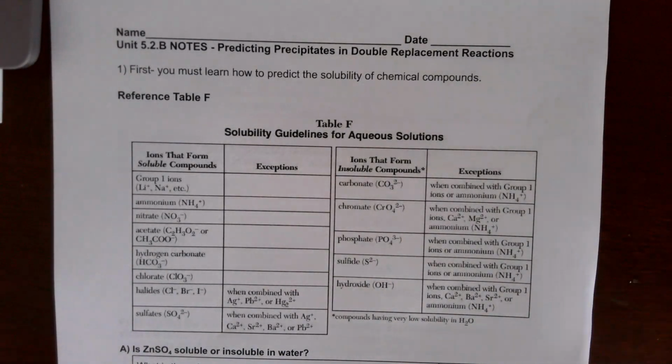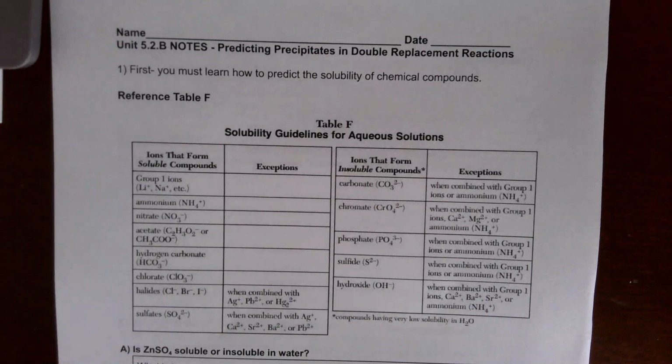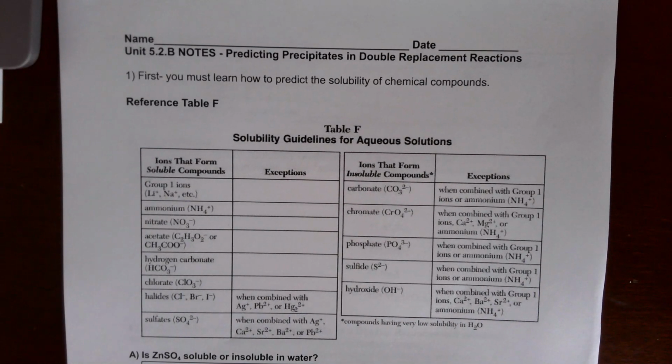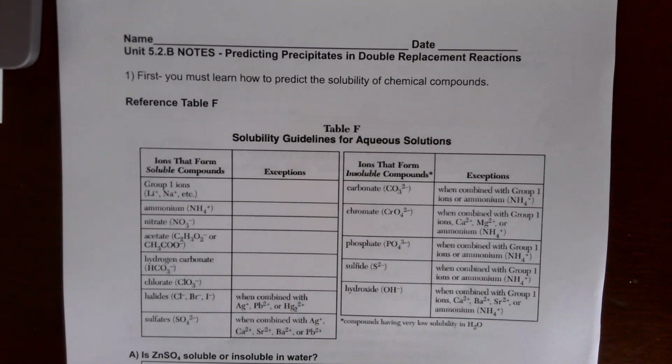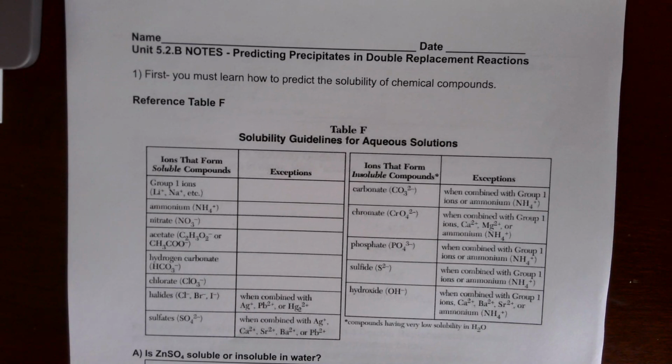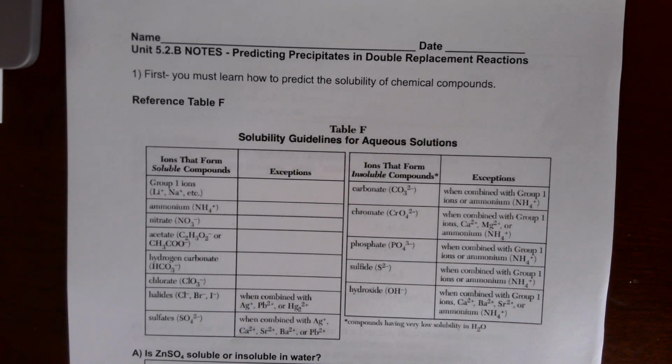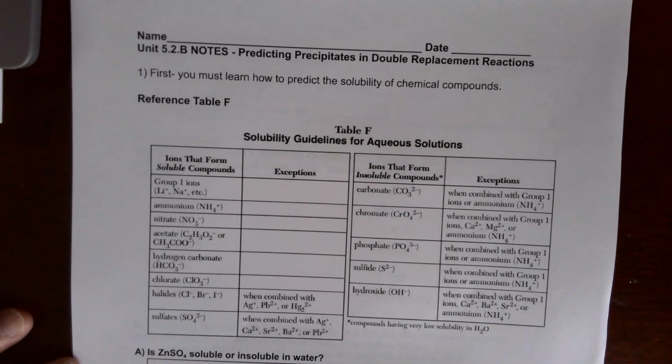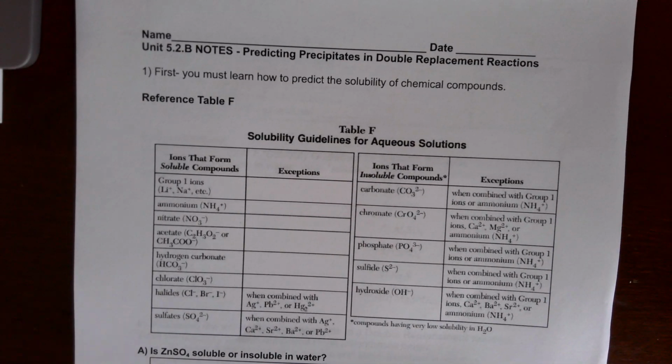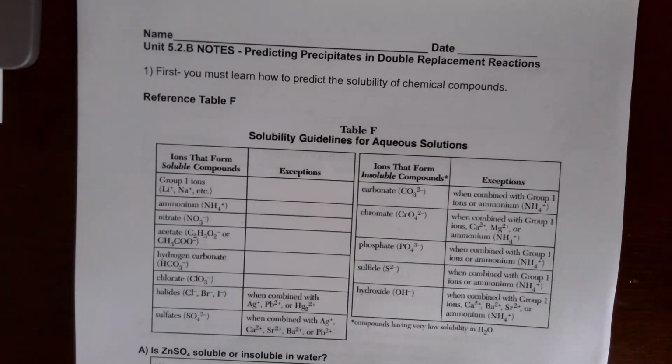In this lesson, we are going to learn how to predict the solubility of chemical compounds, and then we're going to be able to apply that to double replacement reactions and predicting whether or not either of the products are soluble, or if one will do what we call precipitate.